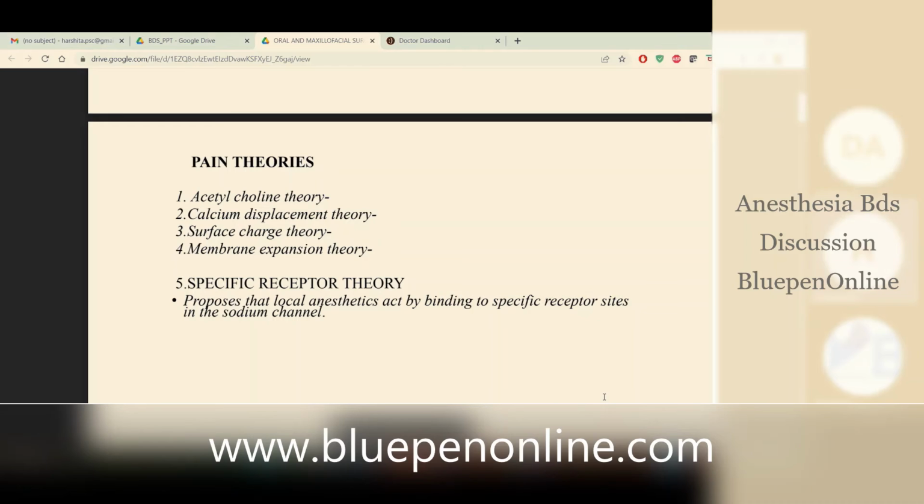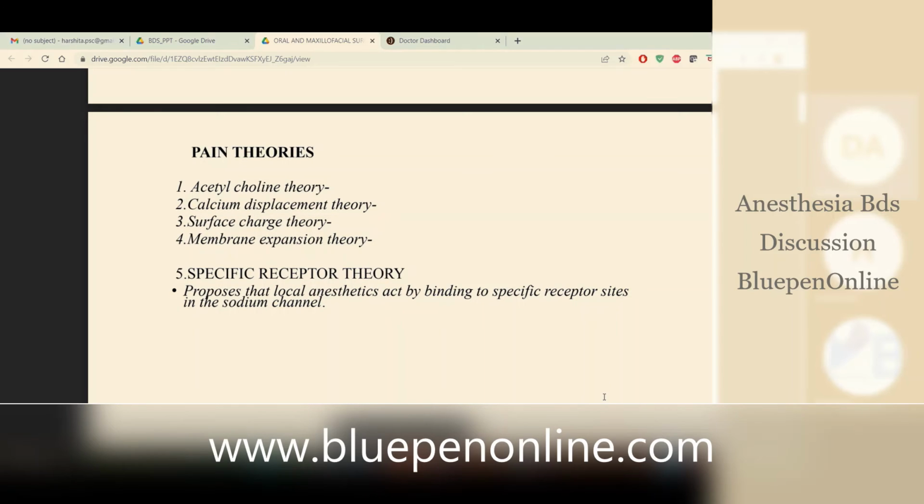Now let's move to the next topic. Dr. Harshada, can I have a note on what are the pain theories and what's the sequelae towards the conduction blockade? Okay.